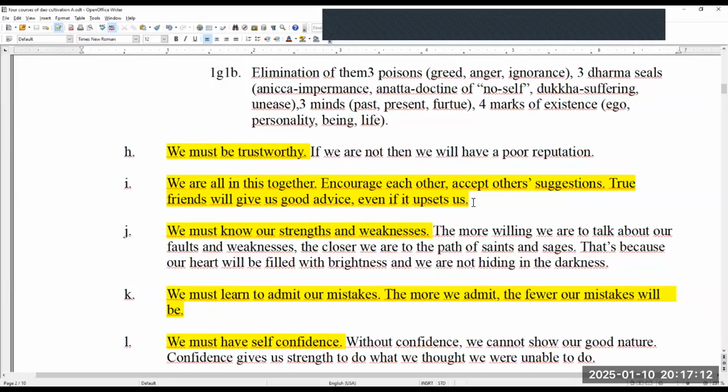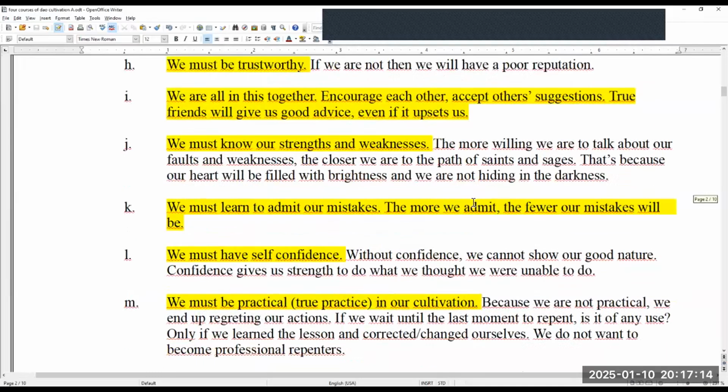Okay, all right. Then of course we must know our strengths and weaknesses. Yeah, that's very important too, because eventually it talks about our confidence level. Okay, because after all, when we know, you're talking about our own weaknesses and strengths.